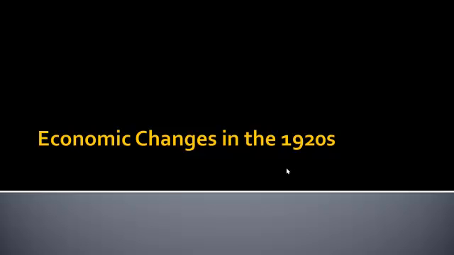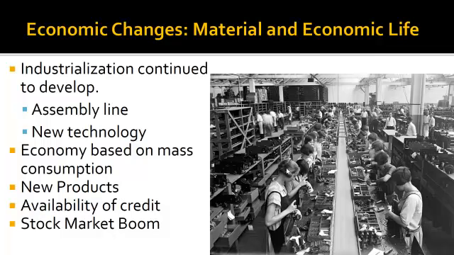Now industrialization in America continues to develop throughout this time. New technologies, such as better electricity, more efficient machinery, and especially the creation of the modern assembly line are going to mean that Americans are able to produce even more products at a lower cost than ever before. Because of this, the economy becomes based around the mass consumption of these mass-produced goods. There's going to be many new products available, and likewise, the availability of credit in order to be able to borrow money to buy these products is going to lead to an economic boom.